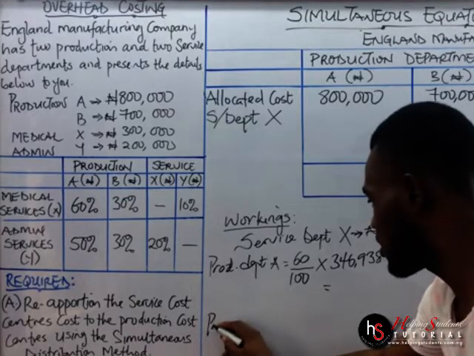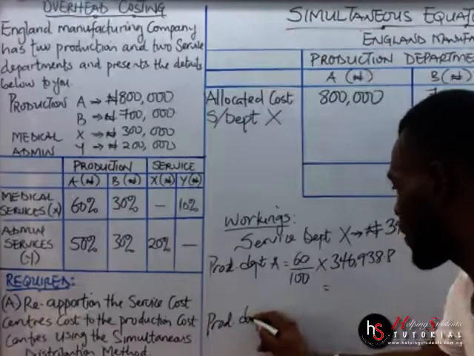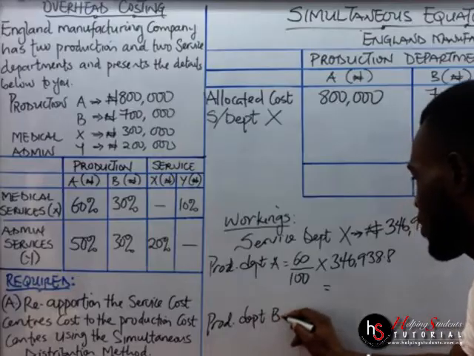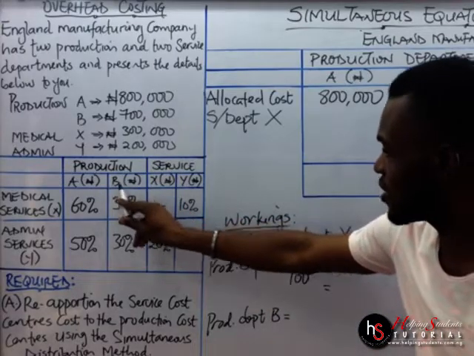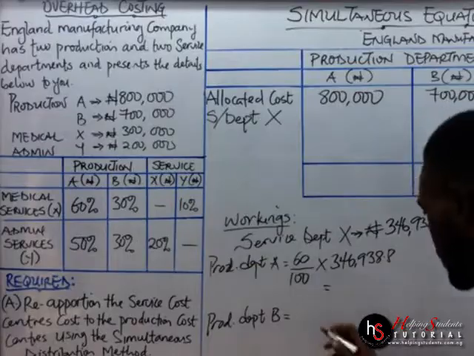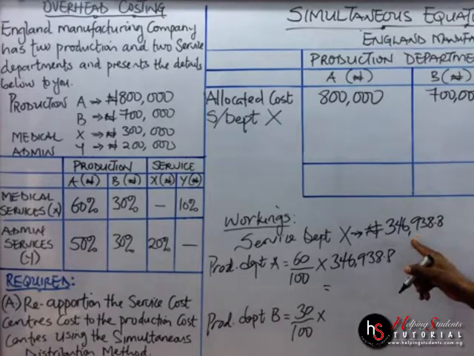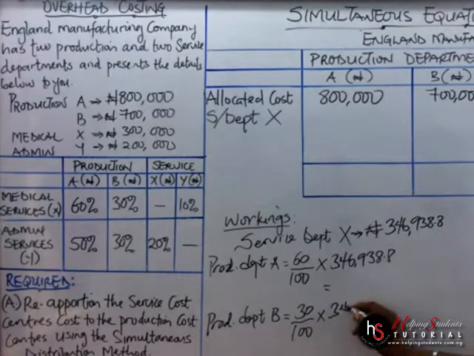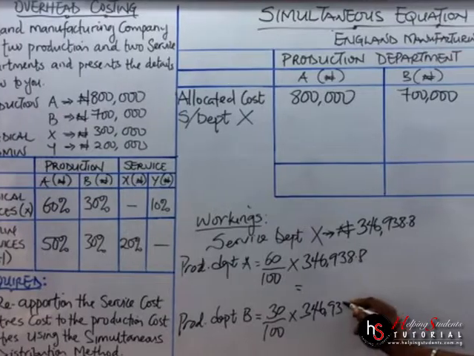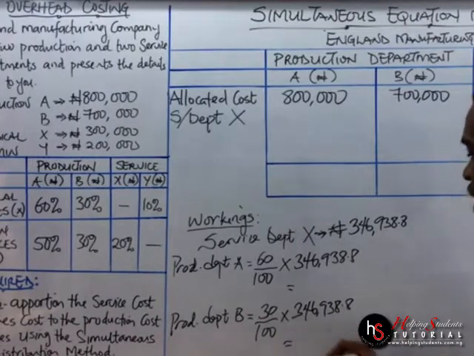Then for production department B, what do we have under production department B? We have 30%. So we say 30 divided by 100 times the value of X, which we had as well, which is 346,938.8. So we are going to get the value.